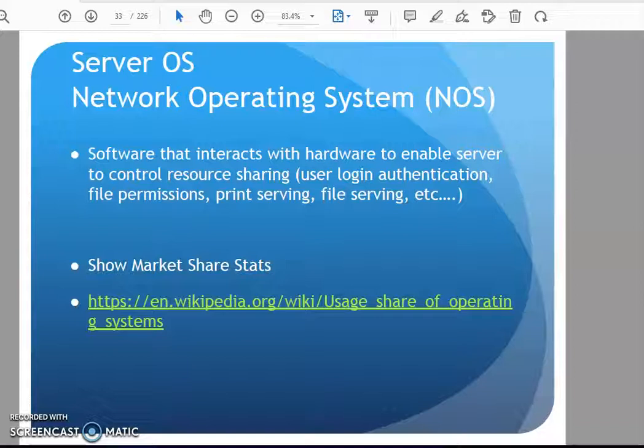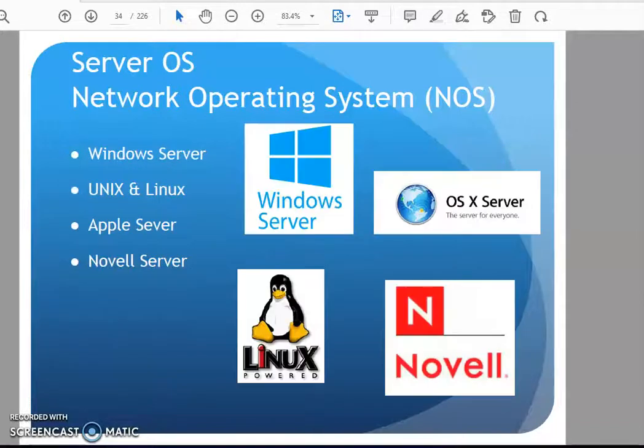Networking people, down the road, we have you take a Windows server class and also a Linux server class, if you will. Just kind of giving you a little heads up down the road. So you'll get some experience working with those.